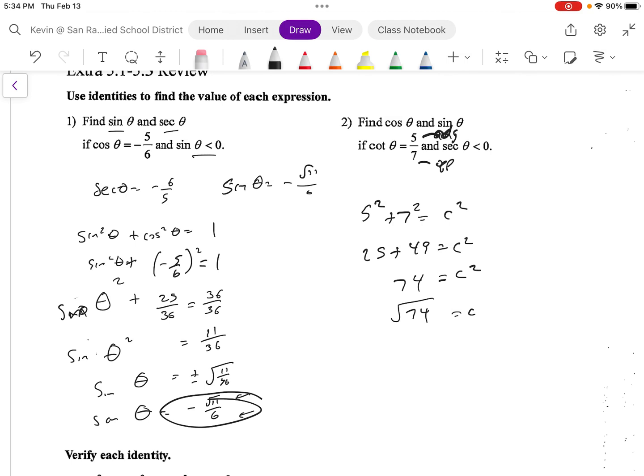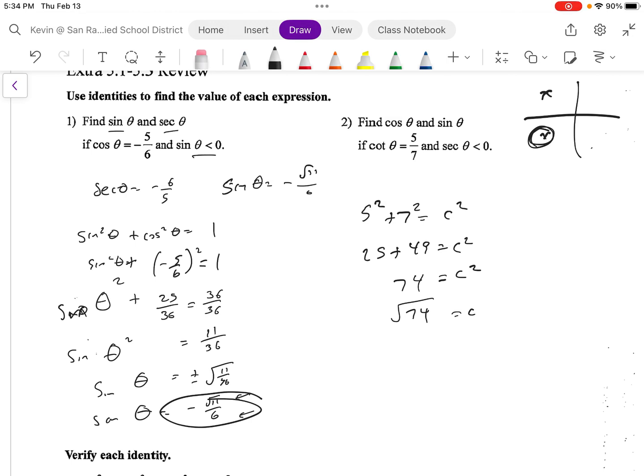If secant is less than 0, so secant is negative wherever cosine would be negative, which would be anywhere here and here, right? But our cotangent is positive, so that means we have to be in this quadrant, because these were negative and they become positive. Hopefully that makes sense.